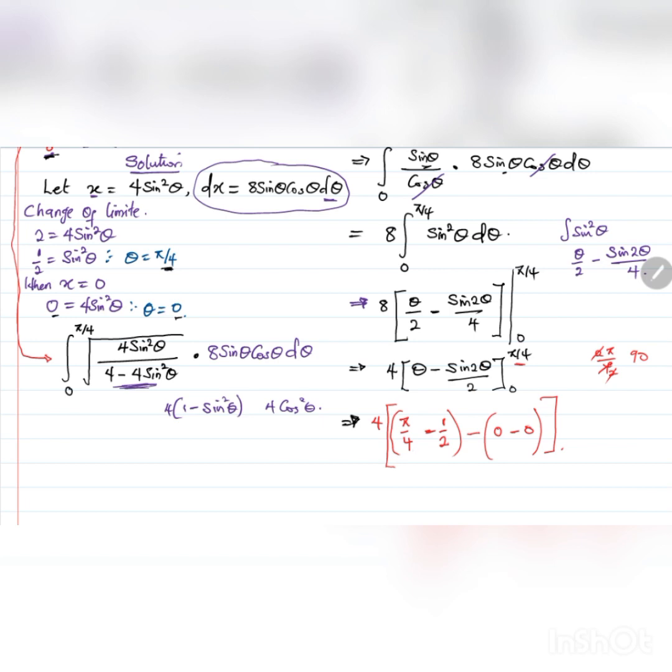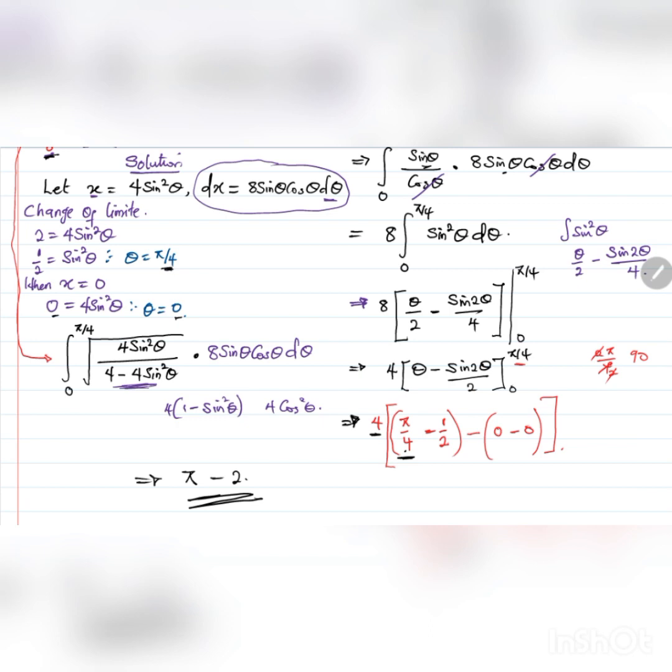So this is our final answer. If I open this bracket, I end up having 4 times this. 4 is multiplying everything here. So 4 times this will give us pi, minus 4 times 1 over 2 will give us 2. Therefore, the final answer is pi over 2.